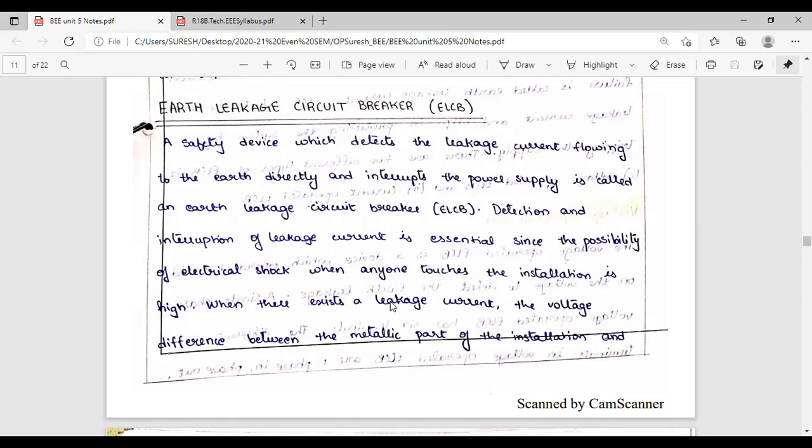Earth is having 0 resistance, but our body is having some resistance. So even if you touch the fridge, if there is earthing, that current will flow into the earth, not into our body, because our body is having more resistance compared to the earth. Entire current will flow into the earth. I think it is clear now. ELCB is a safety device which detects the leakage current flowing to the earth directly and interrupts the power supply. It is called an earth leakage circuit breaker.